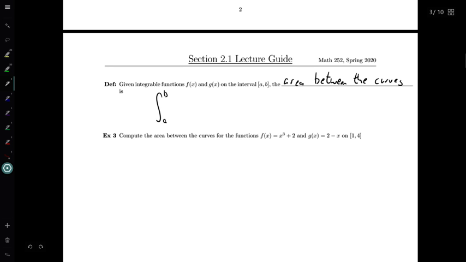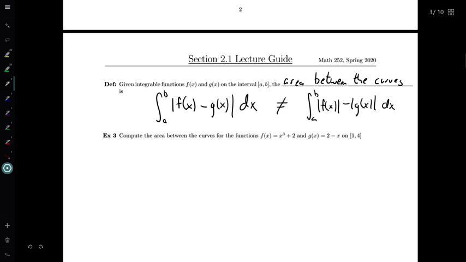So in this case, the area between the curves is going to be the integral from a to b of the absolute value of f of x minus g of x dx. One thing that I will point out here is that this is not the same as the integral from a to b of the absolute value of f of x minus the absolute value of g of x. So let's make sure to cross that out.